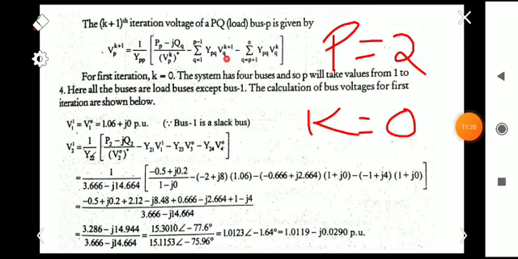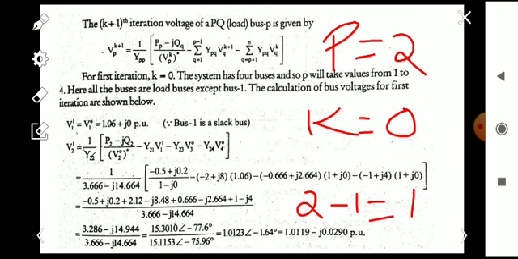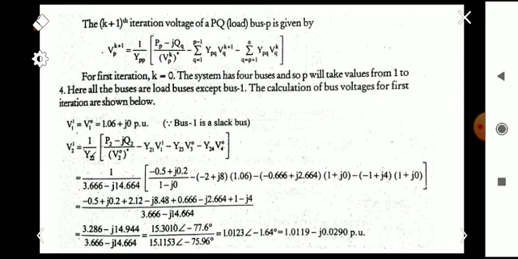Here the value of q will be q equal to 1 to p minus 1. Here we are assuming p as 2, because we have to find the second bus voltage. So p minus 1 means 2 minus 1, which is equal to 1. So the value of q will be 1 for this case, where p is equal to 2 and k is equal to 0.